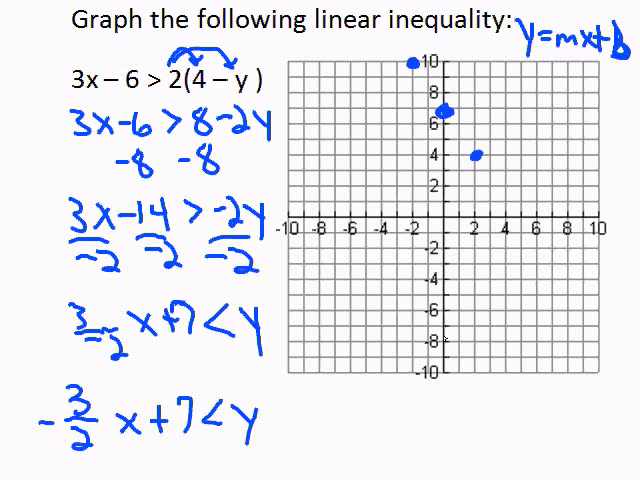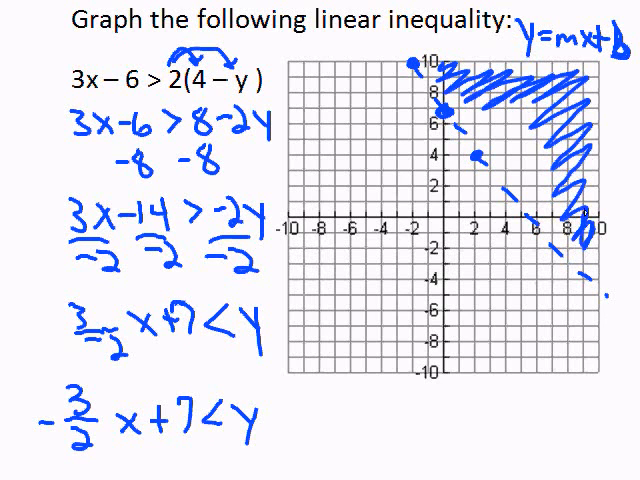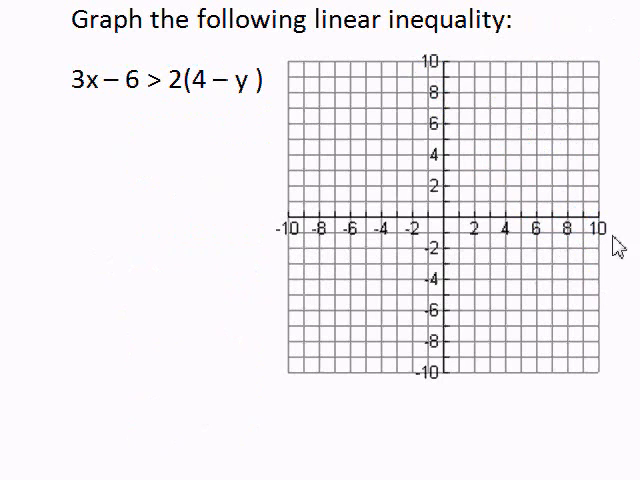Now you got to think to yourself, is it going to be a solid line or a dashed line? Now it should be a dashed line because y is greater than, not greater than or equal to. So we're going to make a dashed line through those points. And y is greater than, so we're going to shade above the line. This means all of our solutions to this inequality are the ordered pairs above the line.